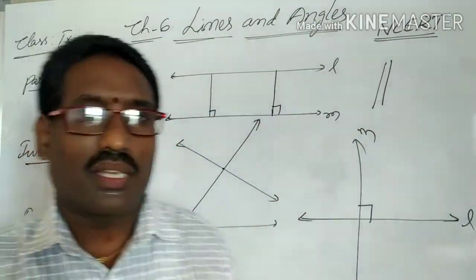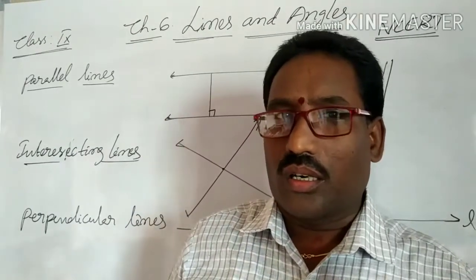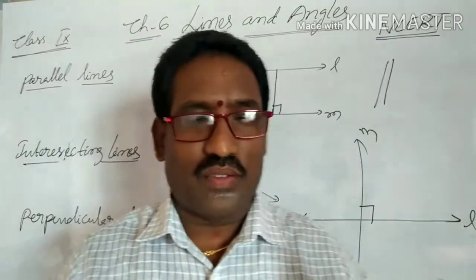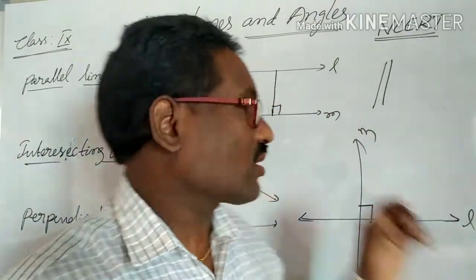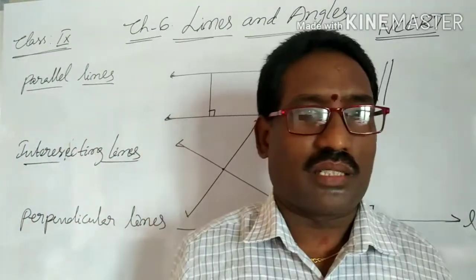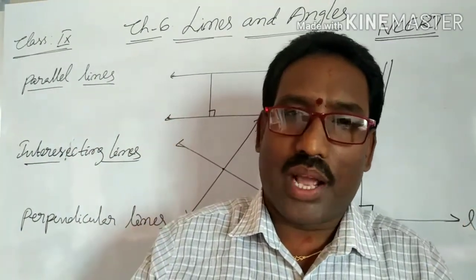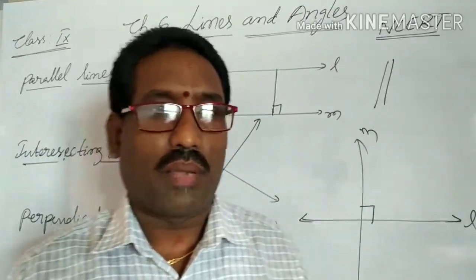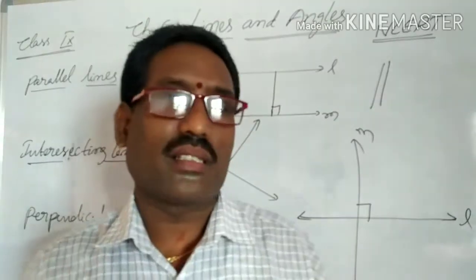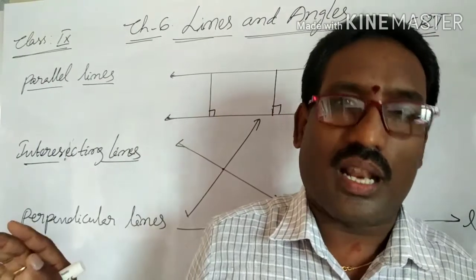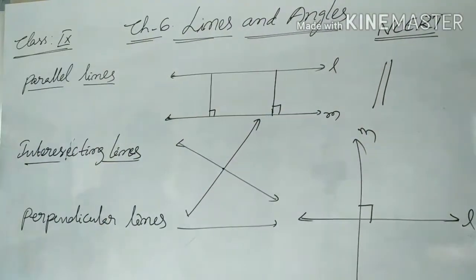Parallel lines, what is the meaning? Lines in a plane which do not intersect at any point, that is called parallel lines. Intersecting lines means two lines intersect at one point, that is called intersecting lines. Perpendicular lines means the angle between the two lines is 90 degrees, that is called perpendicular lines. Are you okay? Next, now here see parallel lines, intersecting lines, perpendicular lines. And one more concept finally, it's very important.